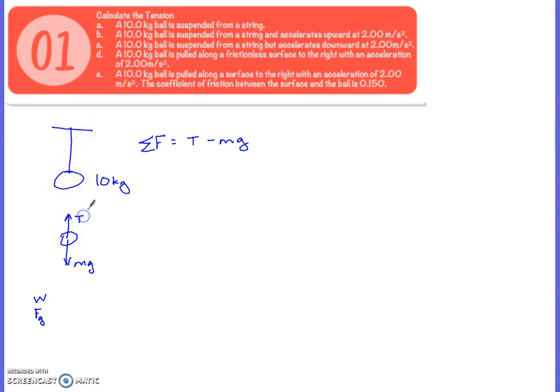A tension is a force in a string or a cable or a cord or anything like that. Okay, so that equals ma. But in this case, because it's just suspended there, that equals 0. So I get T minus mg equals 0. So T must equal mg. And that equals the mass, which is 10 kilograms, times gravitational acceleration, which is 9.8 meters per second squared. So 10 times 9.8 is 98 newtons. So the tension in the string is 98 newtons.